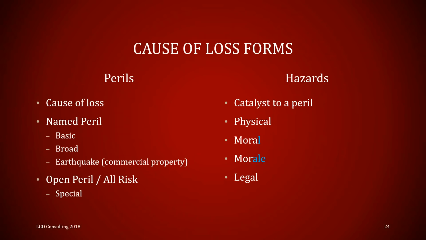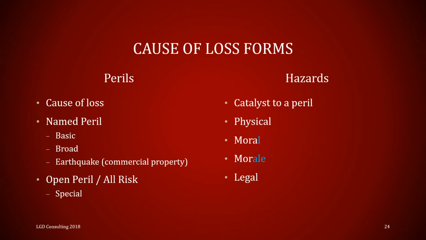So peril is defined as a cause of loss. All right. So a cause of loss form is a form that lists perils. Just read it backwards. All right. Some people get tripped up by that. All right. Basic, broad, and special are typically the cause of loss forms, but for commercial property, we throw in earthquake. It's a named peril form.